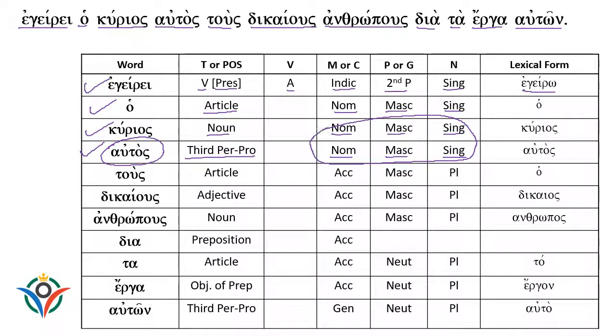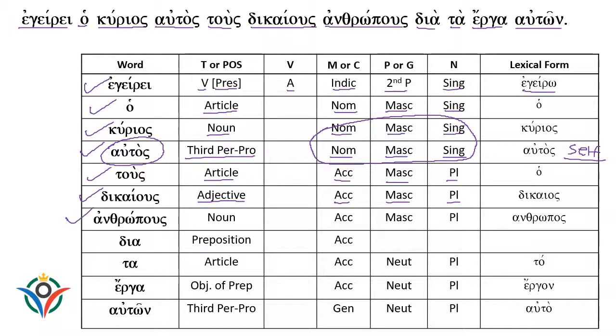All right, and what position is it standing in? It's standing in the predicate position, which means we are going to translate autos here as self. Why? Because it's functioning as an intensive pronoun. All right, then we have tous, which is an article. It's accusative, masculine, plural. All right, then we have dikaios, which is an adjective. It's also accusative, masculine, plural from dikaios, which means righteous.